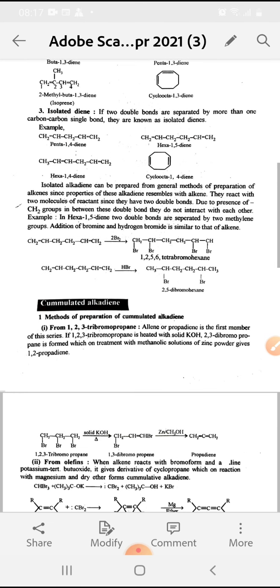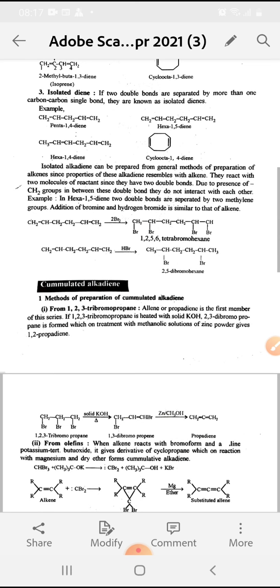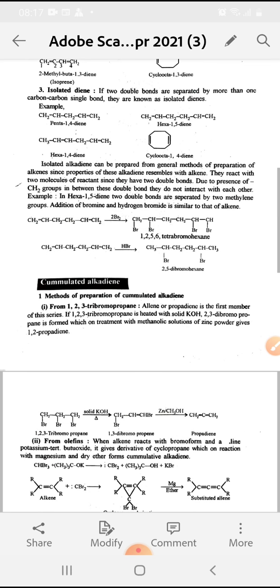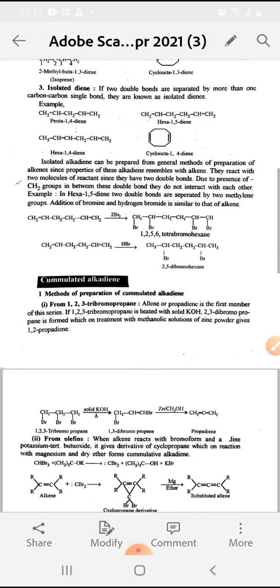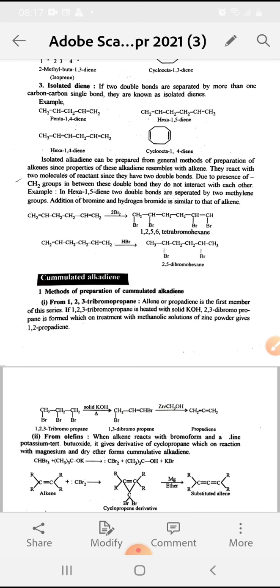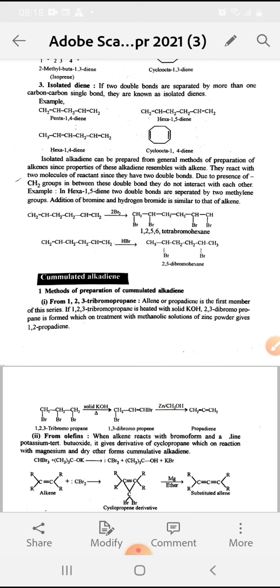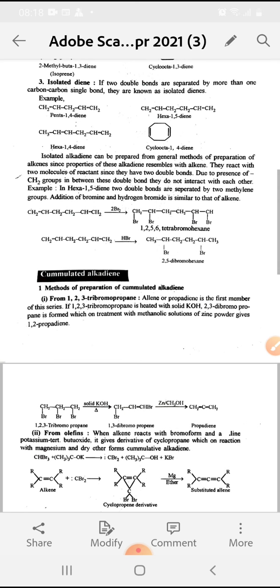Isolated alkadienes can be prepared from the general methods of preparation of alkenes, since the properties of these alkadienes resemble those of alkenes. They react with two molecules of reactants since they have two double bonds. Due to the presence of CH2 groups in between these double bonds, they do not interact with each other. For example, in hexa-1,5-diene, two double bonds are separated by two methylene groups.